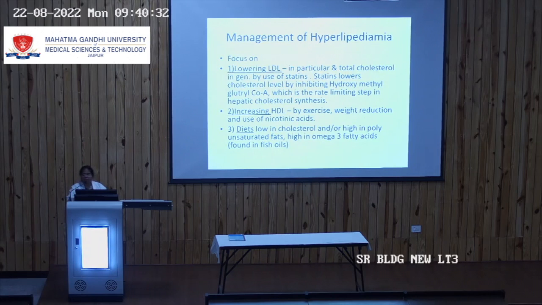So how can we say that it is a modifiable factor? How can we manage it? We can manage it by lowering LDL, and this is done by drugs, compounds known as statins. And these statins, what do they do? They inhibit the enzyme hydroxymethyl glutaryl coenzyme A. So you should know that if a drug is used, what exactly does it cause. They inhibit the enzyme hydroxymethyl glutaryl coenzyme A.